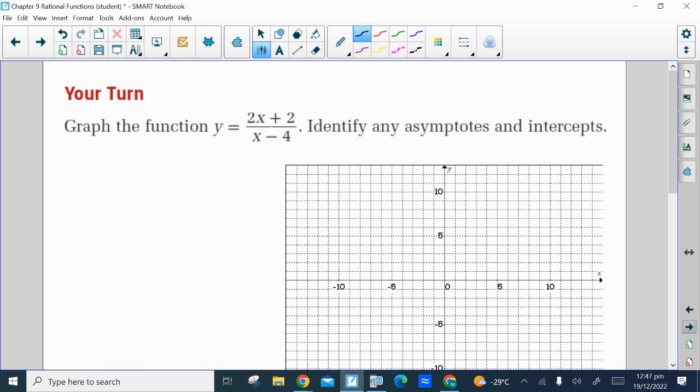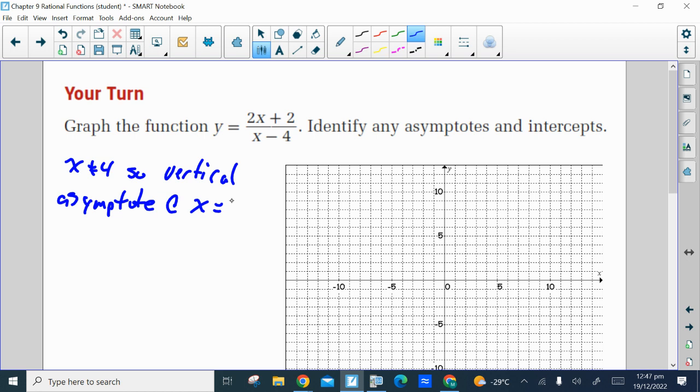So the one on the next page is very similar. We're asked to graph this, identify asymptotes and intercepts. So our vertical asymptote comes from the non-permissive value. We have a denominator of x minus 4, so x cannot equal positive 4. So our vertical asymptote is at x equals 4.